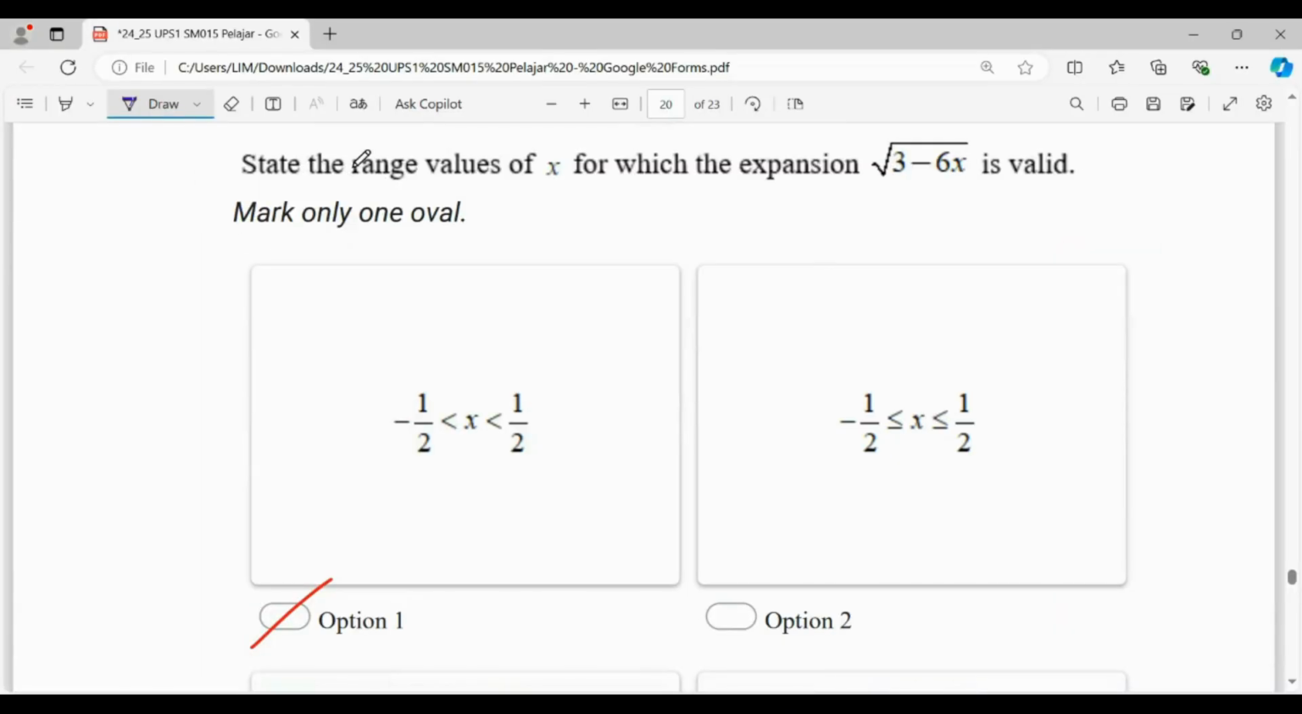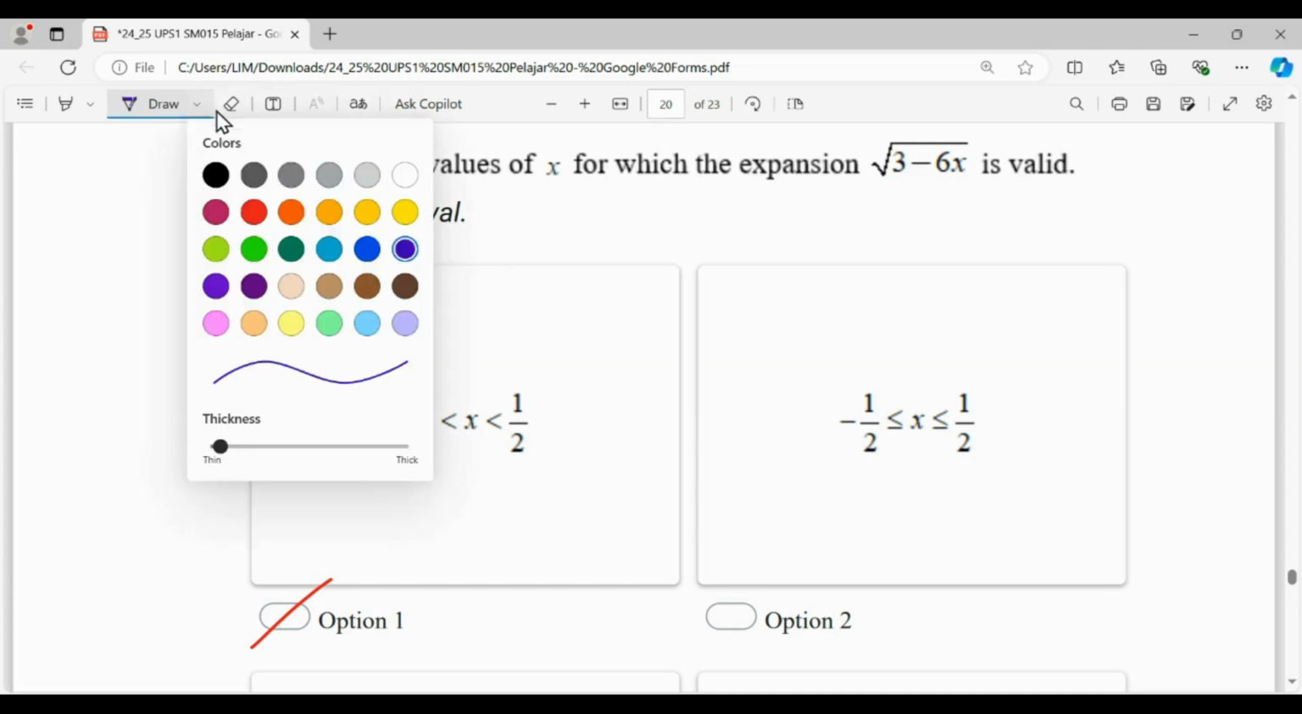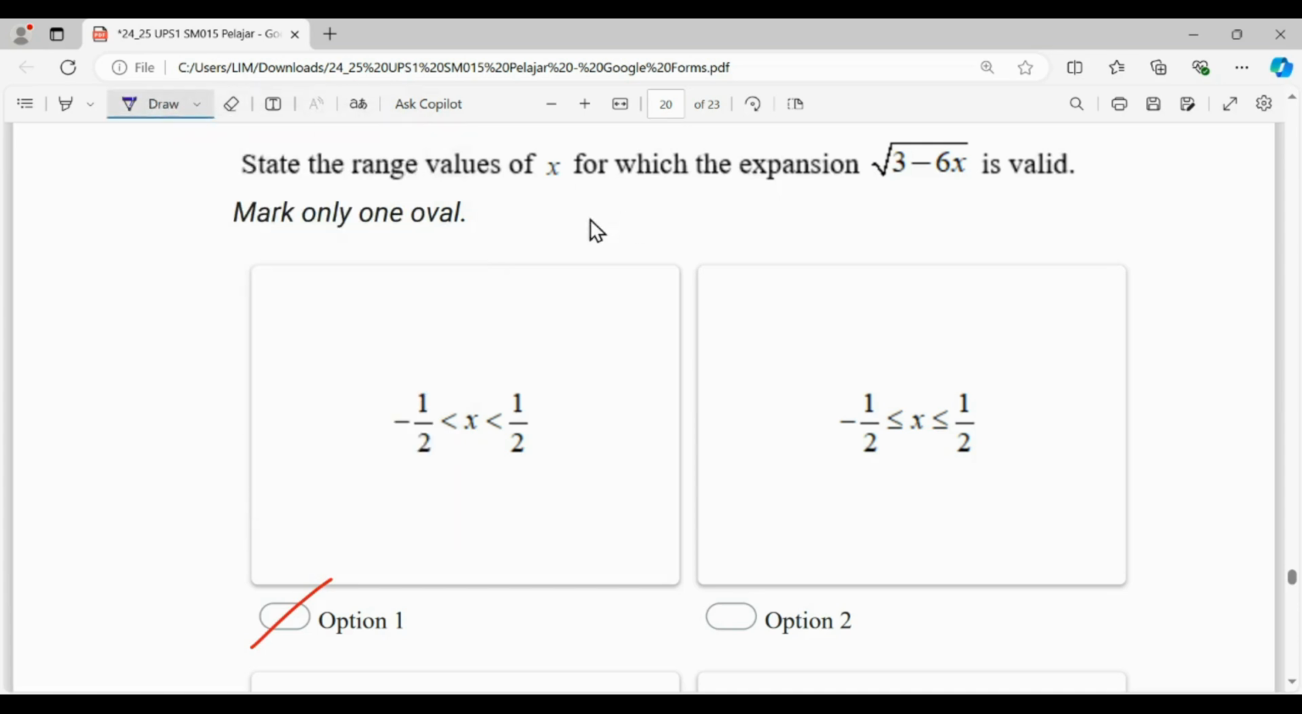Then state the values of x where this expansion is valid. First of all, we look at the power here. 3 minus 6x, power of 1 over 2. Square root means power of 1 over 2. Power n equals 1 over 2. This is type 2 formula.